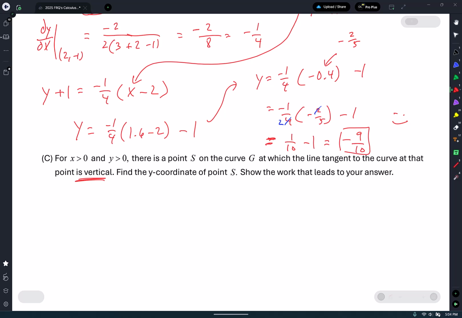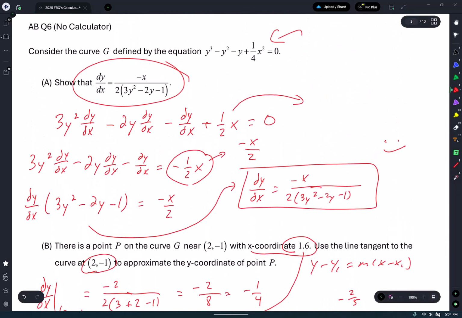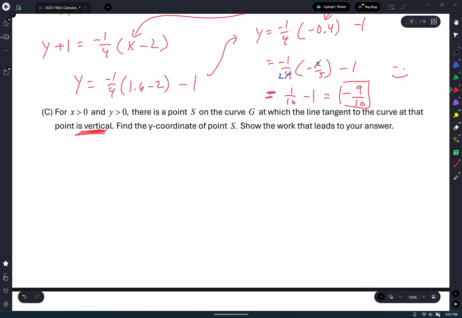Y coordinate. I have a vertical tangent. They told me there is a point at which the line tangent to the curve at that point is vertical. So if that curve is vertical, that means I have a vertical tangent at that point, guys. The only way you're going to get a vertical tangent is if dy/dx is undefined. That denominator here, if that denominator equals 0. So I'm going to write vertical. And by the way, you don't always have vertical tangents when the denominator is 0. Sometimes you have a vertical asymptote. And if you have a vertical asymptote at that x coordinate, you don't have a vertical tangent. So just be aware of that, guys.